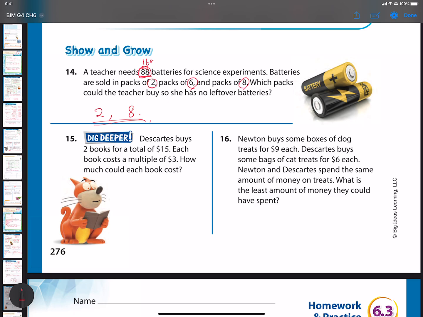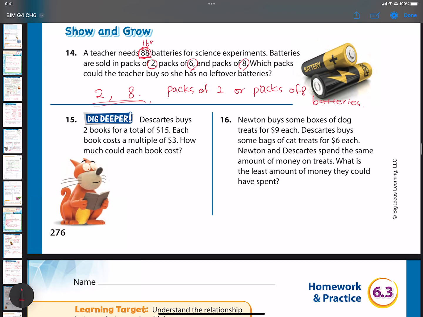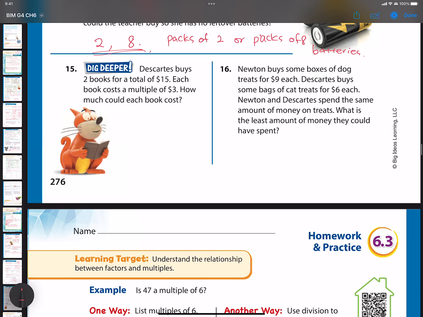So I'm going to write it down. Okay, packs of 2 or packs of 8 batteries. All right, you understand? Let's move on to question 15.